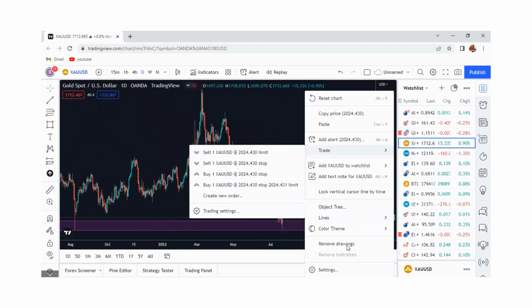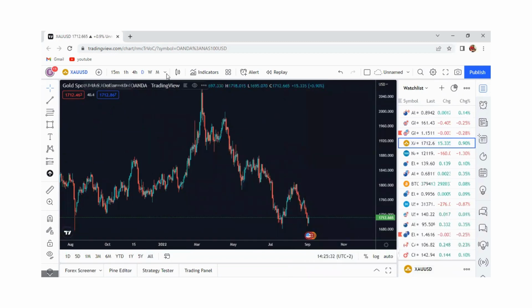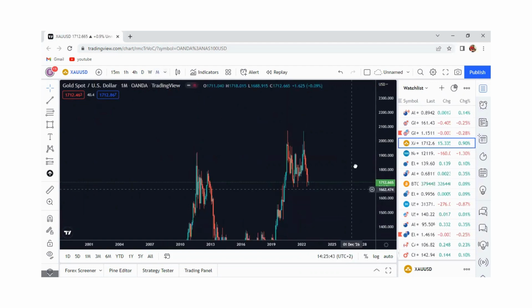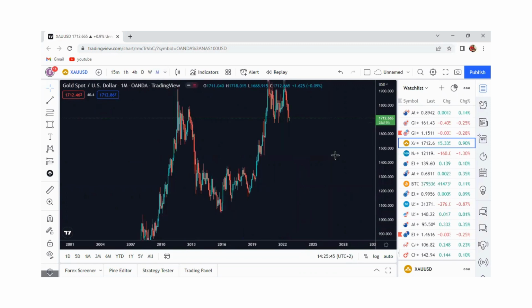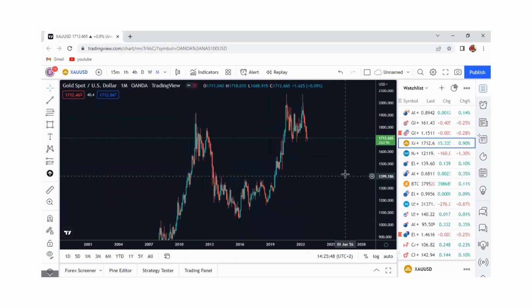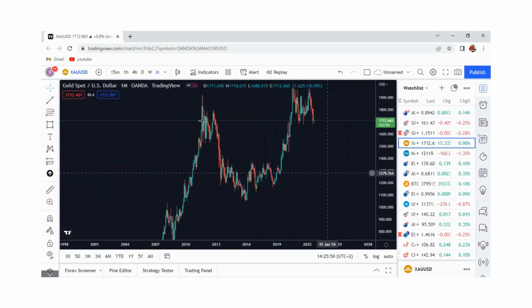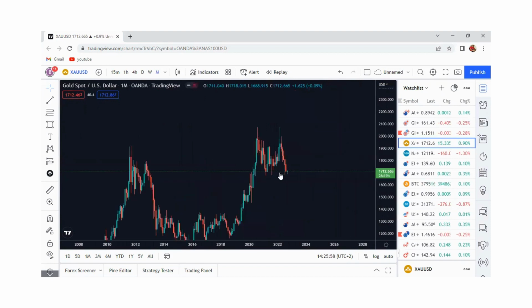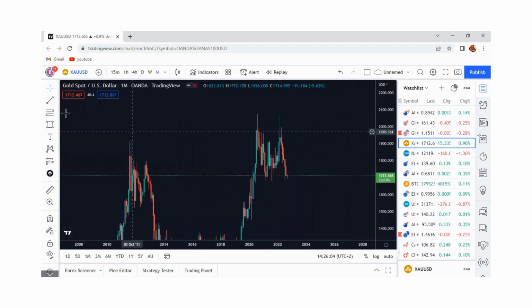So let me remove everything that is here so we can reanalyze it. So let's go down to the monthly time frame just to see what's happening. As you can see, impulse, correction, impulse. Then here it's a bit messed up. It's a bit messed up. So it's coming down to this price. So meaning here we're going to have a strong zone.